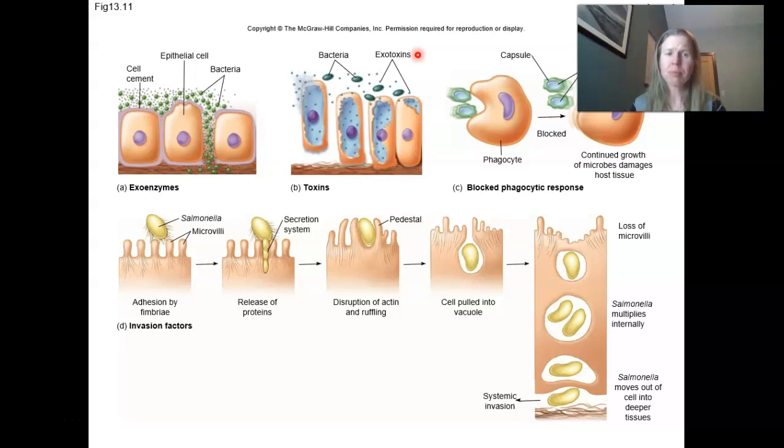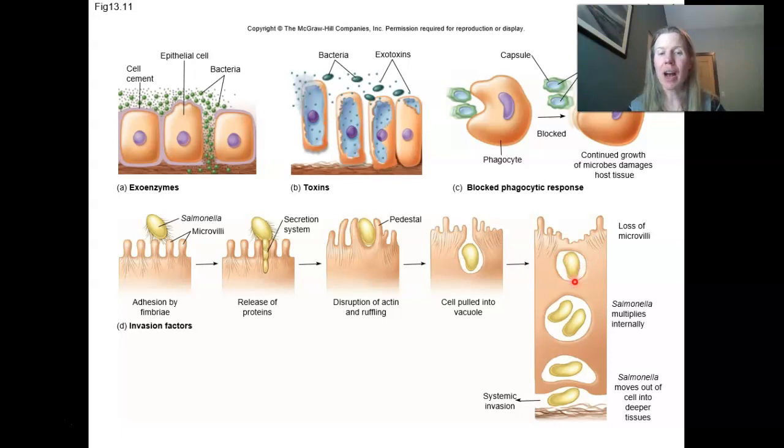Right, so again, showing lots of different ways that bacteria are getting deeper. This one's crazy, right? So they're showing salmonella attaching here, and then it's actually interfering with the actin inside of the cell. So the cytoskeleton of this host cell, to put microvilli out, you actually use actin, part of the cytoskeleton. And so basically it's tricked the cell into actually bringing it inside in a vacuole.